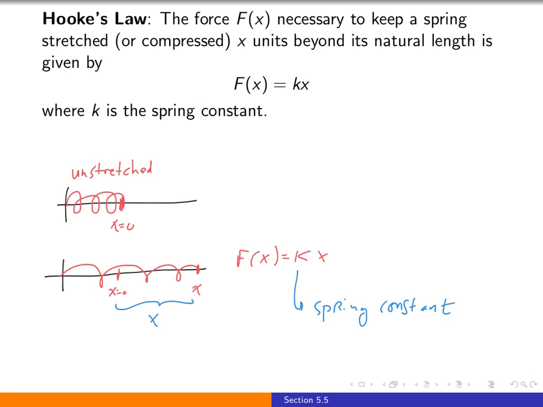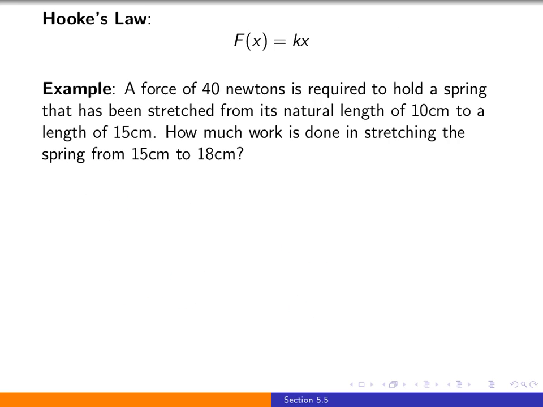So let's see the type of problems that can be involved with using Hooke's law. A force of 40 newtons is required to hold a spring that has been stretched from its natural length of 10 centimeters to a length of 15 centimeters. So how much work is done in stretching the spring from 15 centimeters to 18 centimeters?